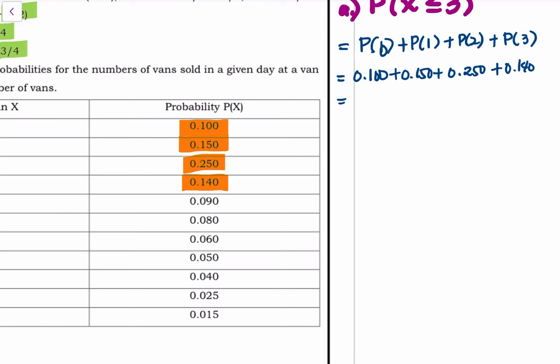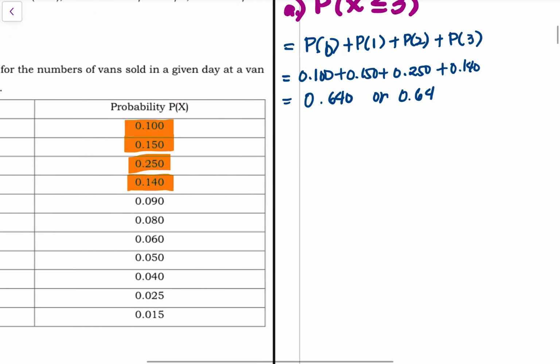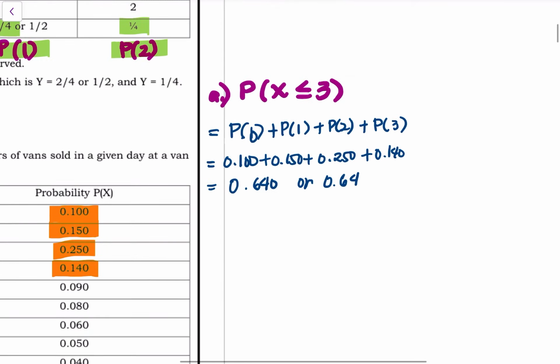And then if we are going to add this up, that would be 0.100 plus 150, 250 plus 250, that is 500, plus 140, 640, or pwede rin natin siyang isulat as 0.64. So, yan yung magiging answer natin. The probability that X is less than or equal to 3, that is 0.64.